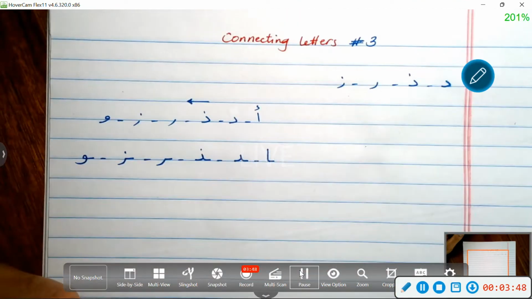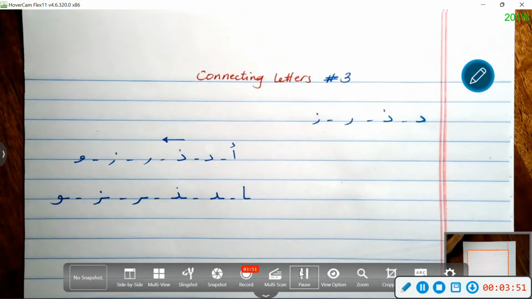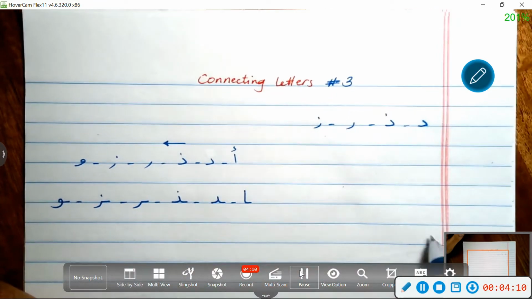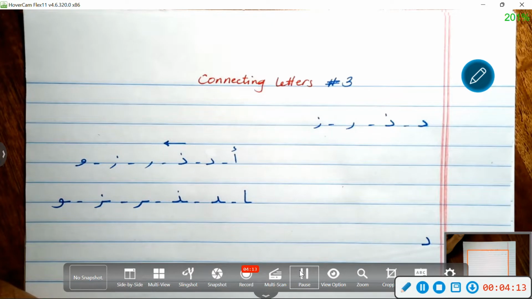Let's go back to our lesson. Now, in this lesson, we're going to also add some harakat to the words we're studying. And we already know that we have 3 harakat. Let's take dal as an example. This is dal. We have fatha. That's da. And we have dhamma. That's du. And we have kasra. That's di.